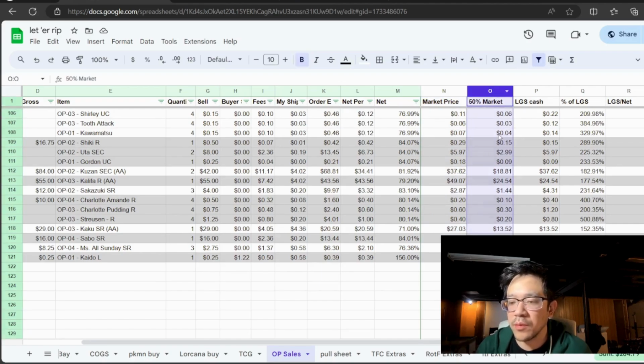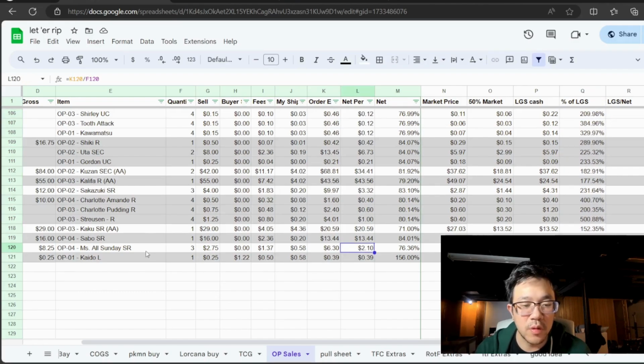Then I have this column that calculates 50% of the market, what he'd be getting at his store. This local game store cash accounts for all the quantities of each card here. And then this is taking my return, what I netted per card after fees, after shipping, and I calculate that as a percentage of what I would have made if I took it to the game store.